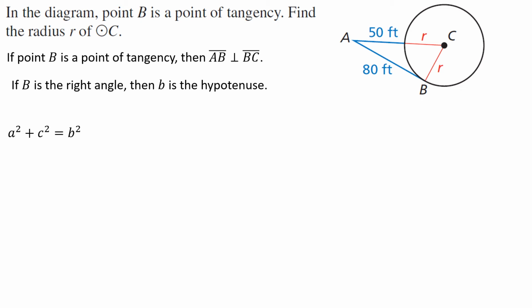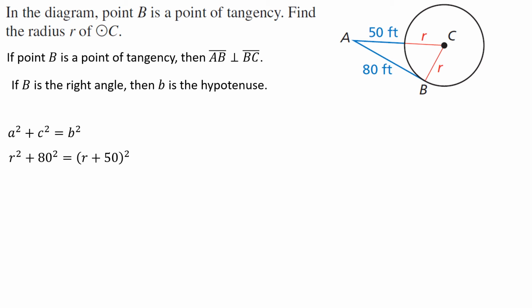So what is A squared? Well, opposite angle A is side A. That's line segment CB, and that's just R. Side C, well, that's line segment AB. That's easy. That's 80 squared. Now the hypotenuse, side B. Well, I see 50 feet, but then I also see the radius. So the total length of segment AC, which is the hypotenuse, will be R plus 50 quantity squared.